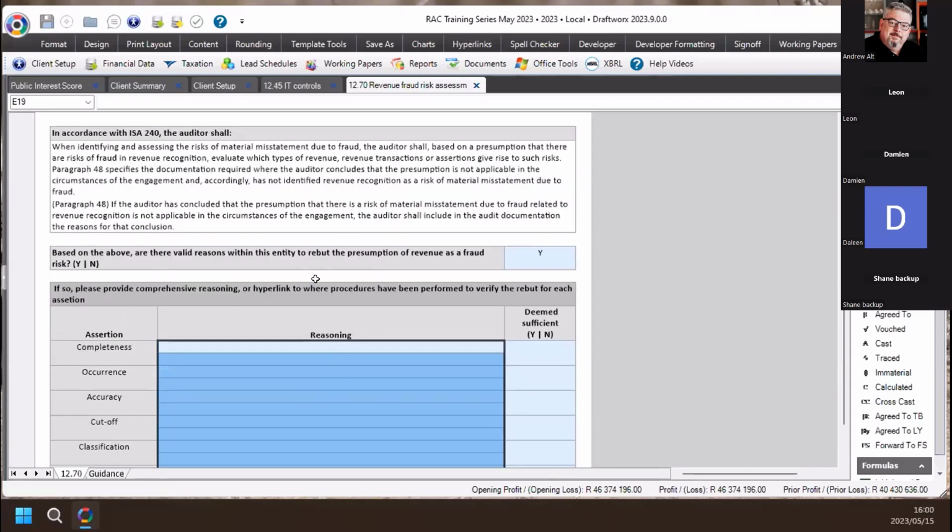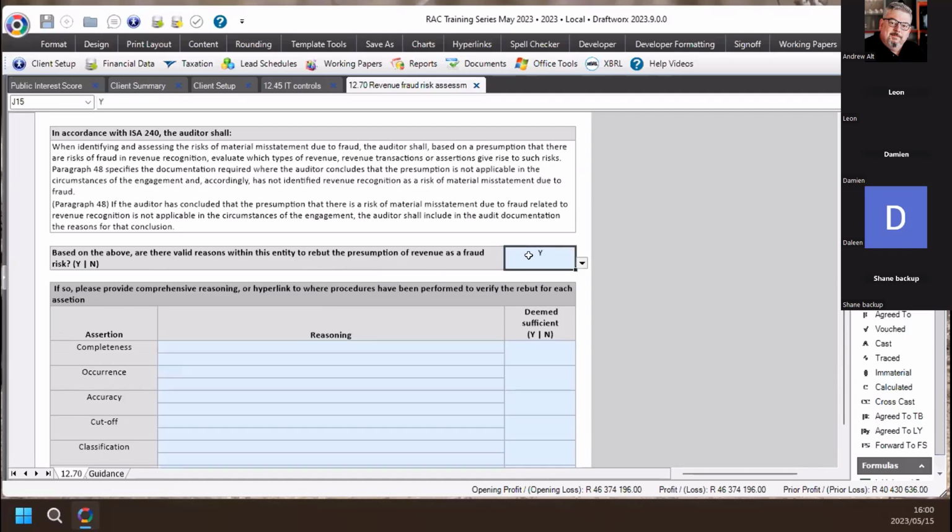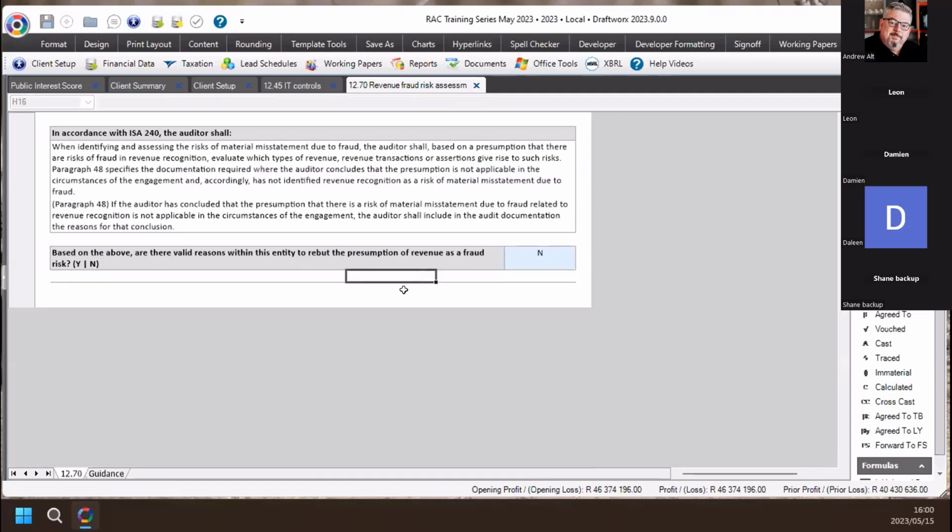Folks, this is a judgment call. You're welcome to just say no and just accept revenue as a fraud risk. But if you do want to rebut it, we're asking, please go and make sure you've got sufficient reason to do so. Don't just do it because you're too lazy. All right. So 1270, there's not really much more to go through in that. If you say yes, it'll take off revenue as a fraud risk, but you do need to go and just give us that detail before it'll do so.